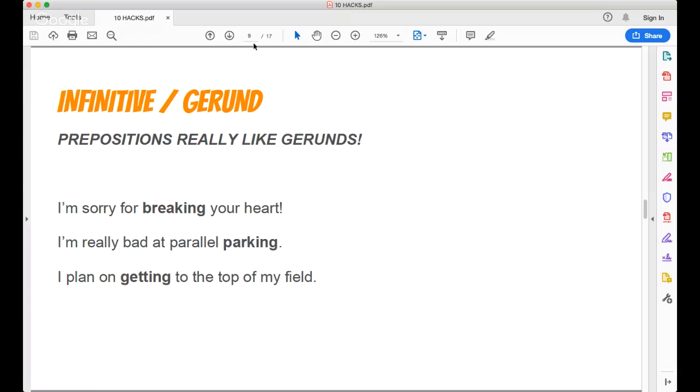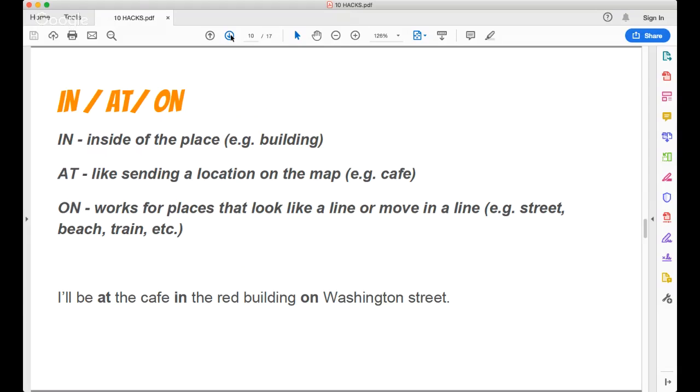I'm sorry for breaking your heart, not to break. I'm really bad at parallel parking, right? I plan on getting to the top of my field, right? So that's just how it is. After prepositions, always use gerunds if you're in doubt. Good guys. We have a couple more.